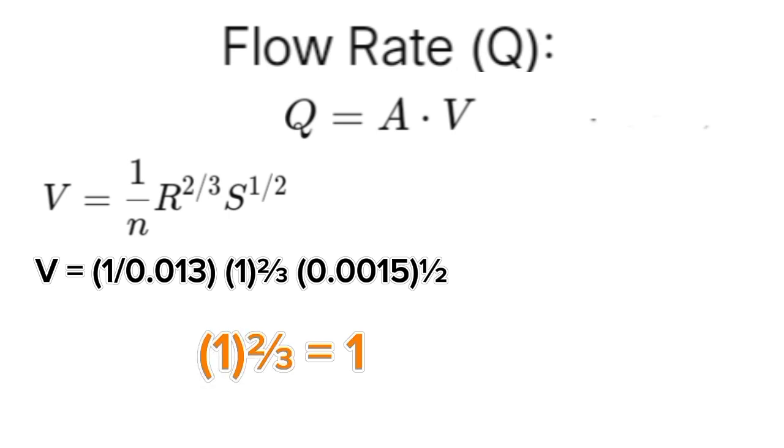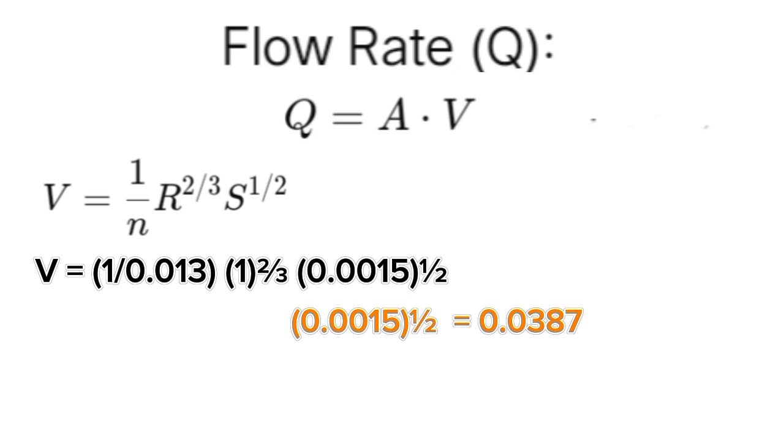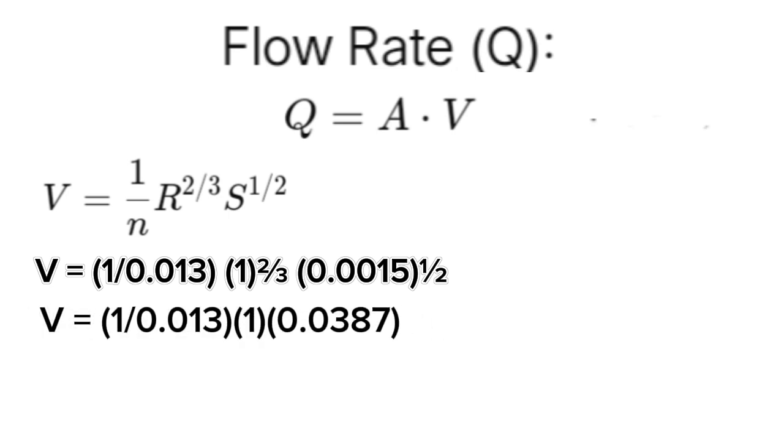1 to the power of 2/3 is equal to 1, since 1 raised to any power is still 1. Then, 0.0015 to the power of 1/2 is equal to 0.0387. Therefore, we have V equal to 1 over 0.013 multiplied by the value of our R, which is 1, and the value of S to the power of 1/2, which is 0.0387. In solving this, we have the value of our V, which is 2.98 meters per second.